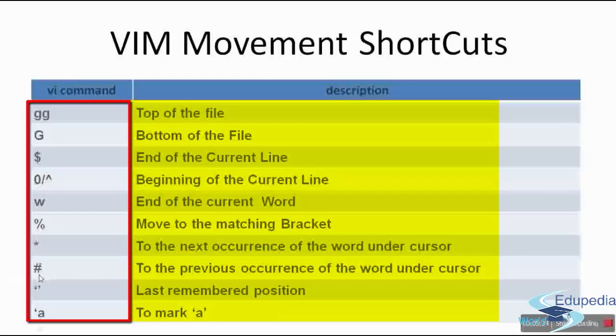Similarly, you have the hash key, which is shift and the number 3 key that you have to press together to get the hash key, or the pound key as it is also known. When you press this combination, it will take you to the previous occurrence of the word under the cursor at the current moment in time. So it will search that particular word in the previous direction.